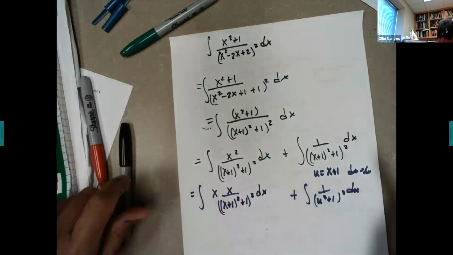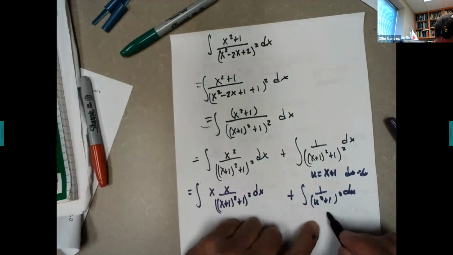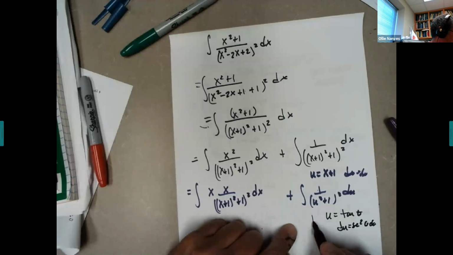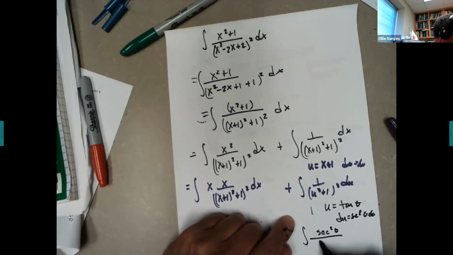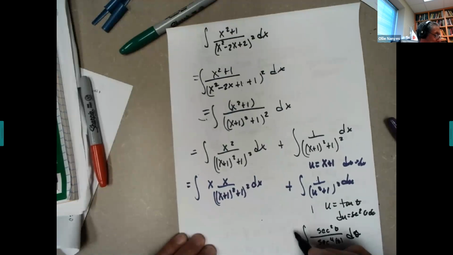Now this one here, if you let u equal tan theta, du is secant squared theta d theta. This corresponds to secant squared theta. The bottom turns out to be secant to the fourth theta. That's going to be a cosine squared integral there, which is very doable.